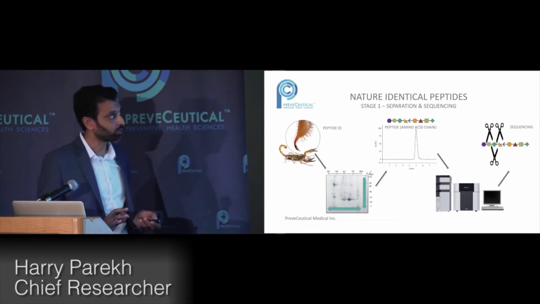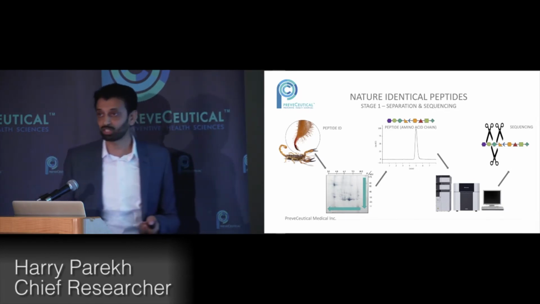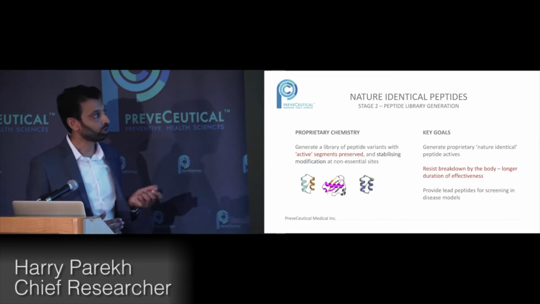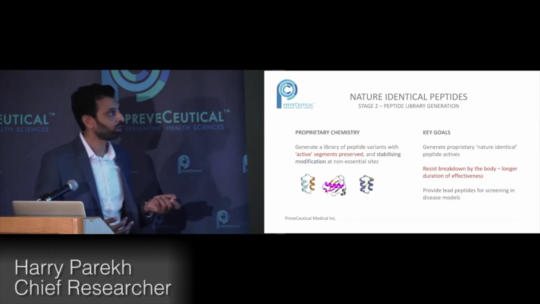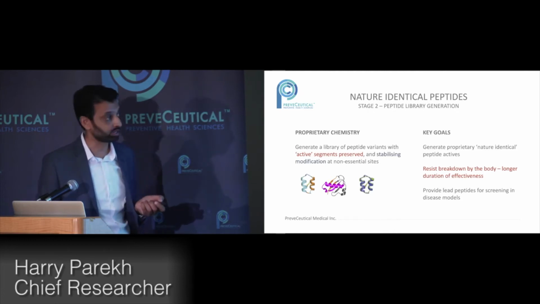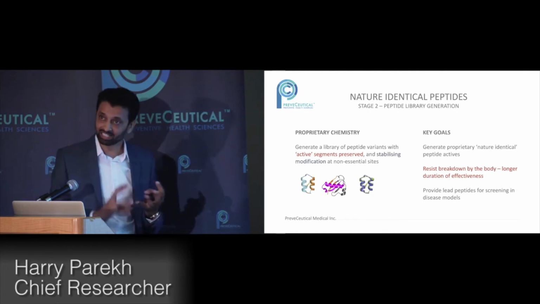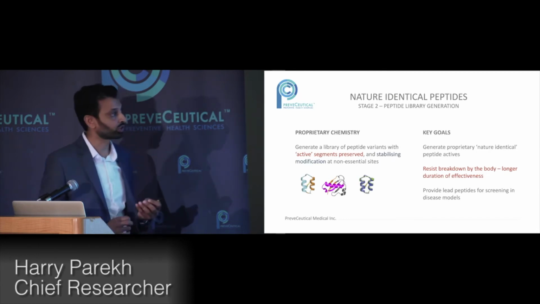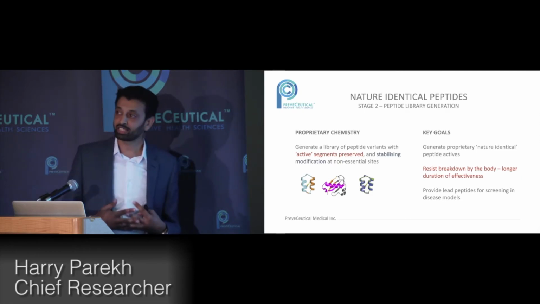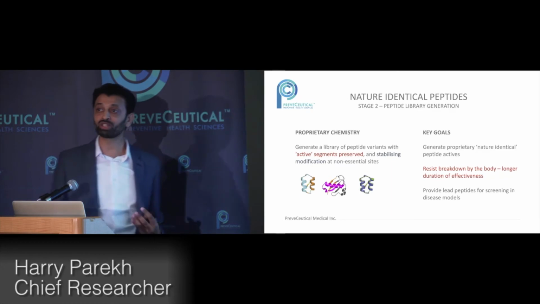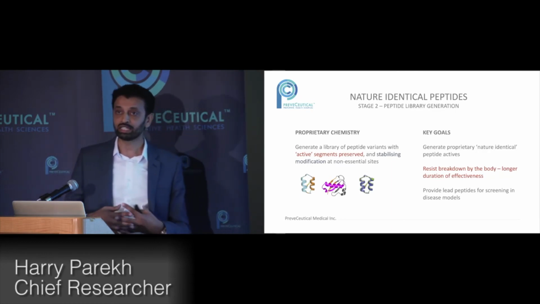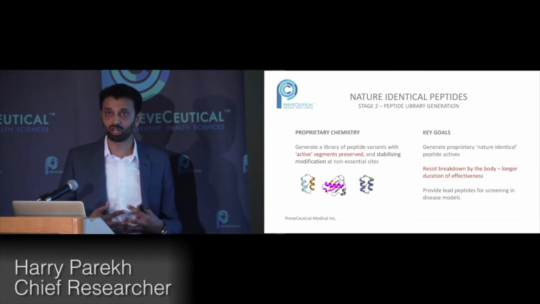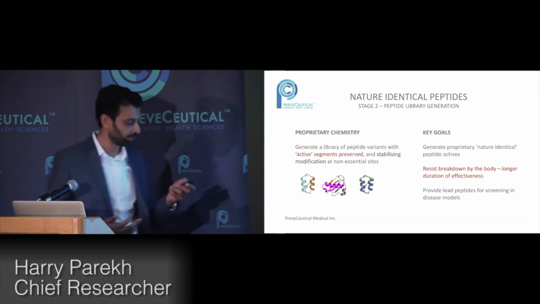The next stage will take us to the proprietary chemistry element, where, using in silico methods, we will generate peptide variants based upon those natural sequences, where we retain the active segments and structures of those peptides, and using that proprietary chemistry we stabilize these peptides. Because we all know that one of the bottlenecks to peptide delivery is their stability. And so we'll be doing that in parallel as well.